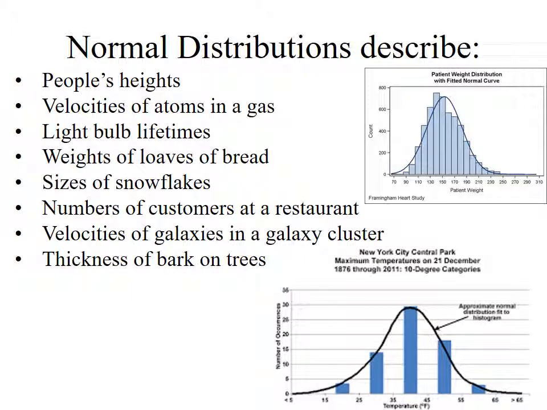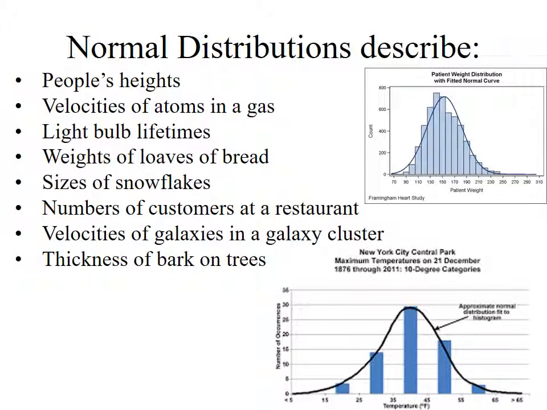Normal distributions are found everywhere. This is one of the most important discoveries in all of the history of science. Human beings' heights, if I want to study the velocities of atoms in a gas as they bounce around, I find they follow a normal distribution. If I study the lifetimes of light bulbs, and I make a histogram of that data, measuring the lifetimes of hundreds and hundreds of light bulbs, I find that they follow a normal distribution.